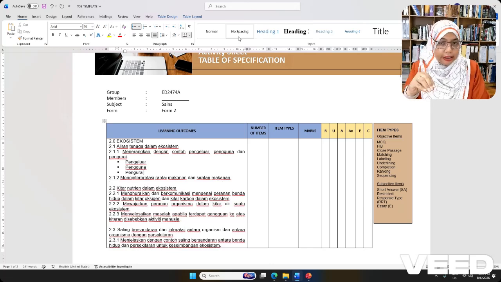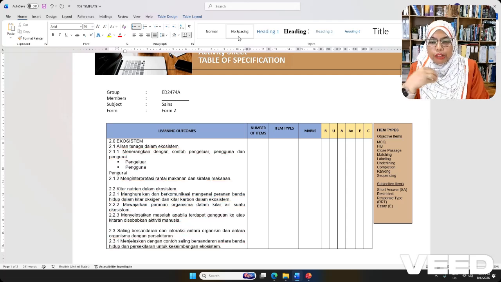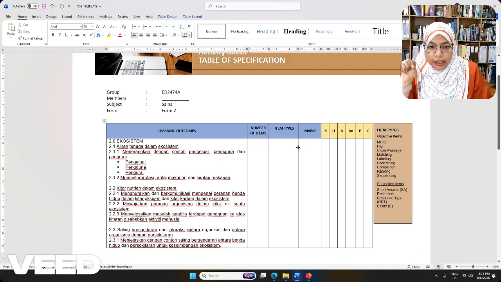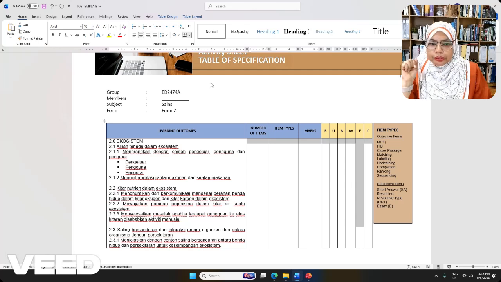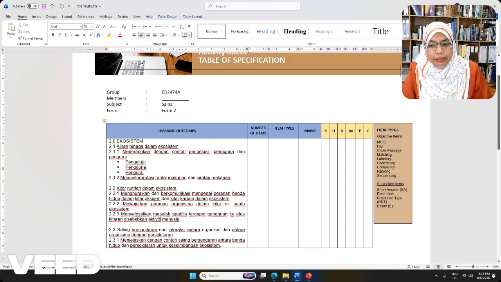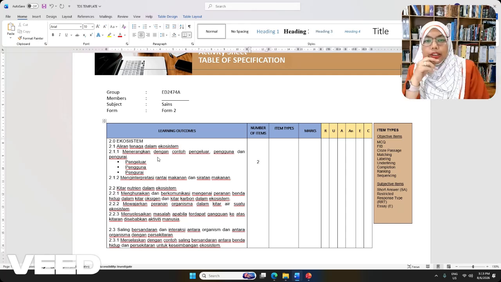So by doing this, we are saying that we will be producing different items for each of these. After we have specified this further, then only we will be filling up this information here. So how many questions in our test do we want measuring pengeluar? Let's just say I want two questions because there are many categories of pengeluar. So I'll just put in 2.